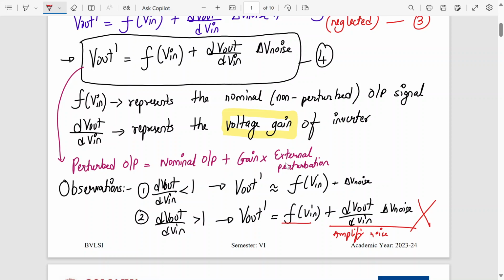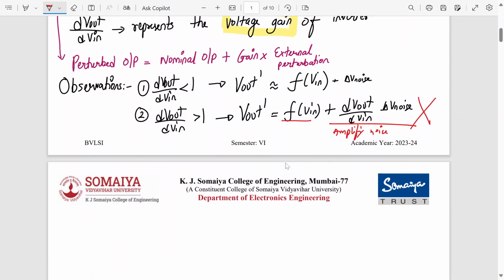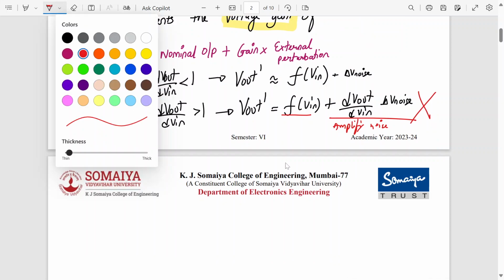Therefore, it should be less than 1, so it will not be amplified. If it is greater than 1, it will be amplified. So what should it be? Therefore, we define the boundaries for the valid input region as the voltage point where the magnitude of the voltage gain is exactly equal to 1.